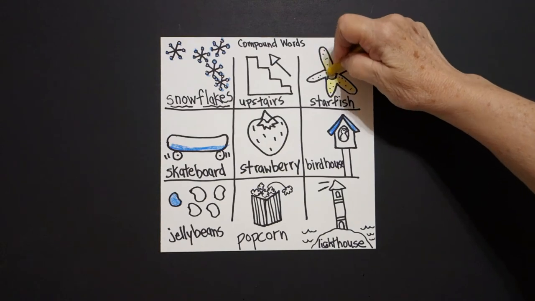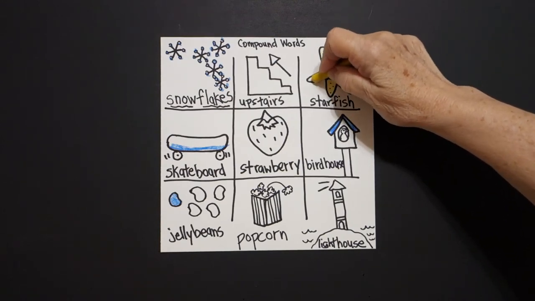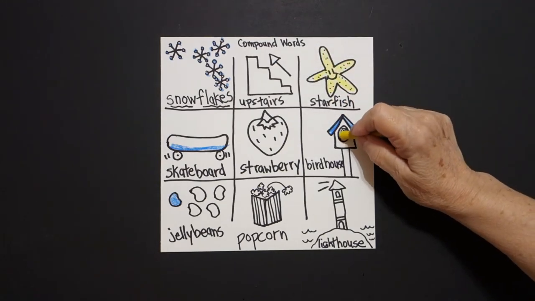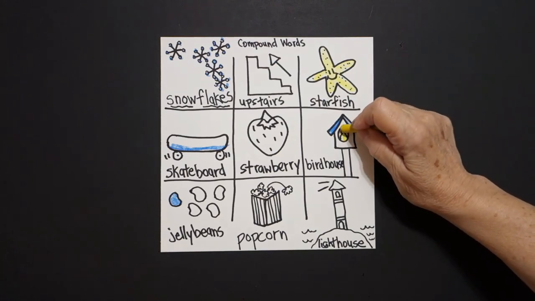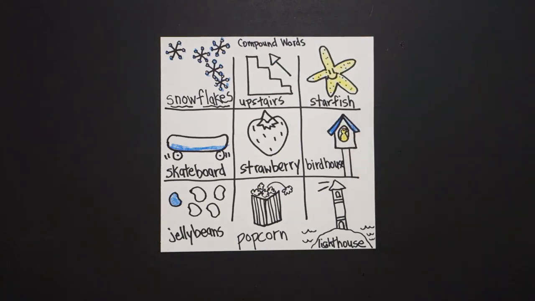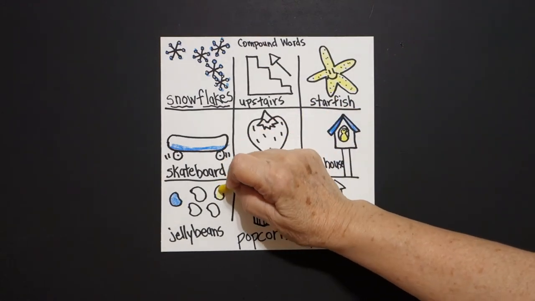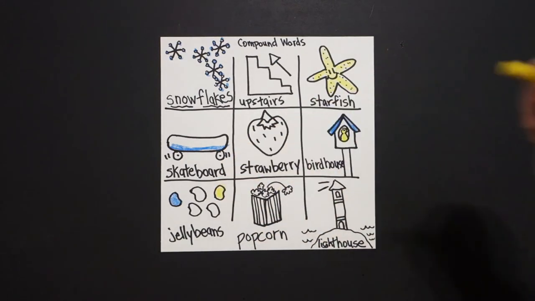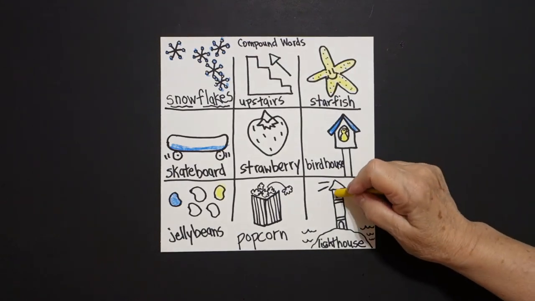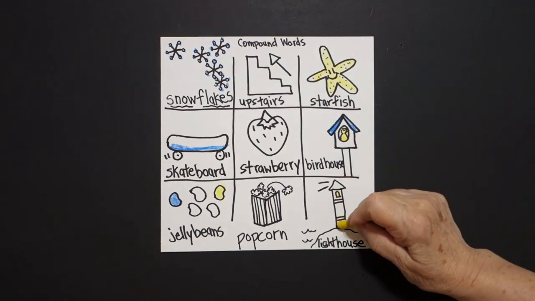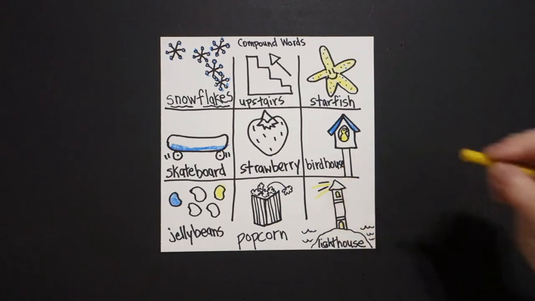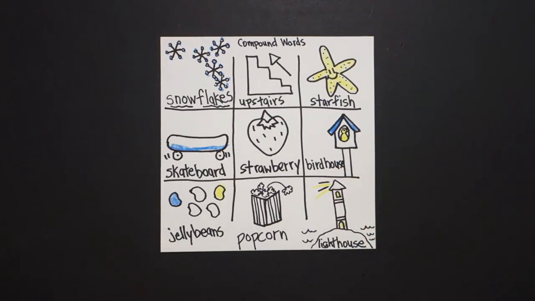Okay. Next, I'm going to take my yellow and I'm going to color in my starfish. Then I'm going to come down and color in my bird in my bird house. I'm going to come over and color one of my jelly beans yellow. And I'm gonna come over and color in my windows and put two yellow stripes on my lighthouse.